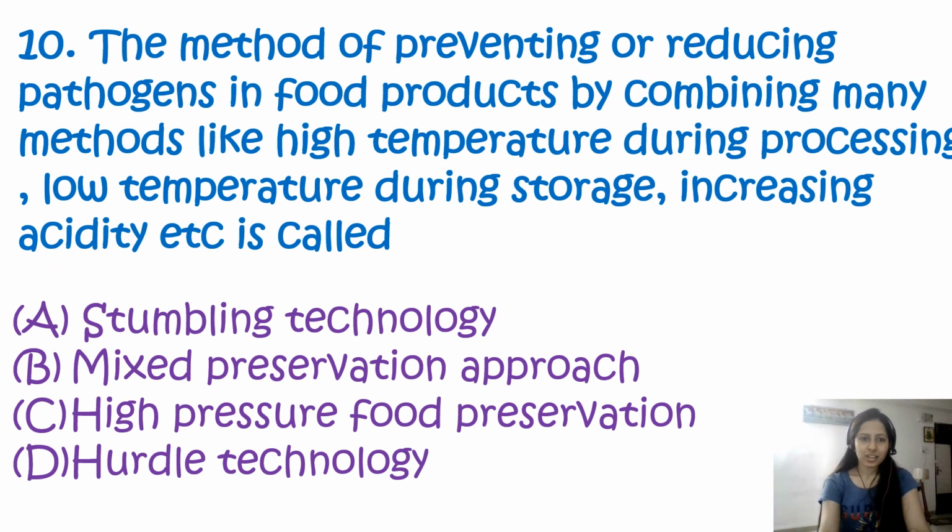Question number 10. The method of preventing or reducing pathogens in food products by combining many methods, like high temperature during processing, low temperature during storage, increasing acidity, etc., is called. So options are stumbling technology, method of preservation approach, high pressure food preservation, or hurdle technology. So the correct option will be option number D, that is hurdle technology.